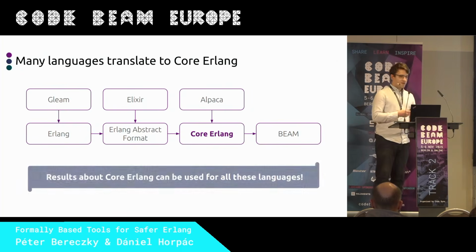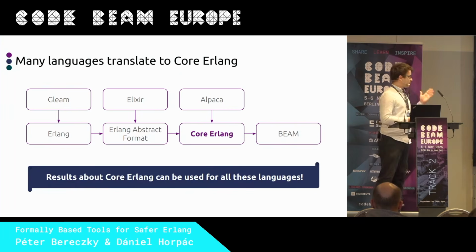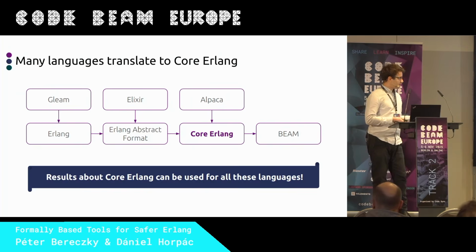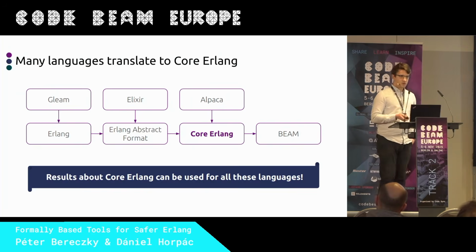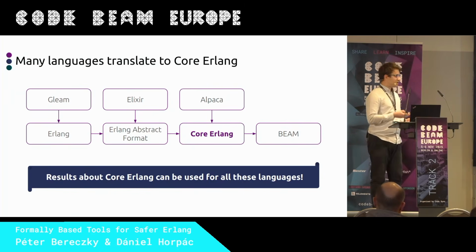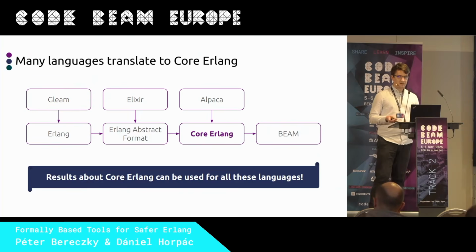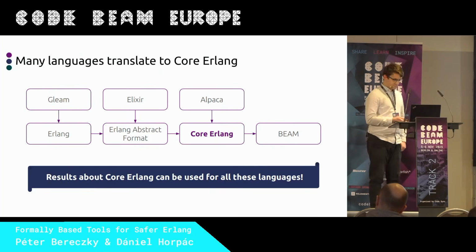Because if you suppose that the compiler of these languages is trusted, then you can exploit results about Core Erlang to indirectly reason about your Gleam programs, for example. Suppose that you want to prove that your Gleam program is correct, then you can translate it by the compiler to Core Erlang, prove the correctness there, and you can say that the program is correct, supposing that the Gleam compiler works correctly. All right.